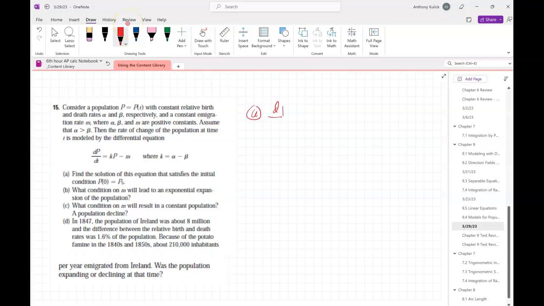So I have dP/dt equals kP minus M. What I'm going to do is set this up as a linear differential equation. So I have dP/dt minus kP equals negative M. My integrating factor is just going to be e to the integral of negative k dt. So that's just going to be e to the negative kt.